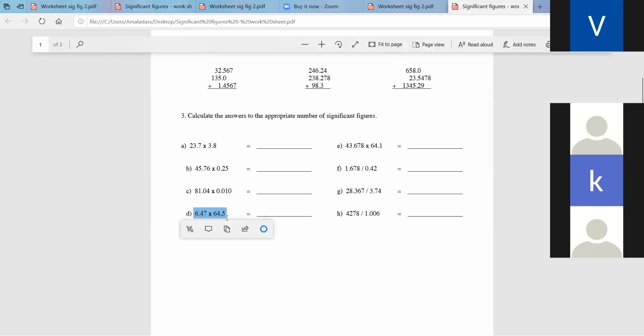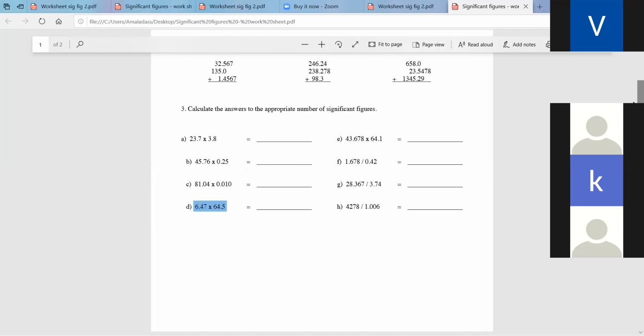Next is the fourth one. 6.47 into 64.5. 417.315. Tell me the original value. 417.315, right? Yes, sir. So what is the least significant figure? 3. So the answer should be 417. Okay, next one.